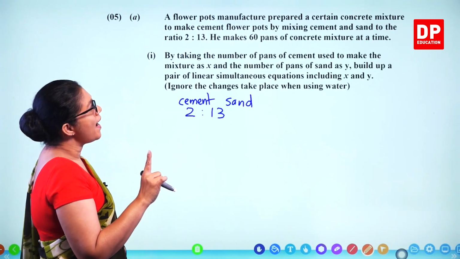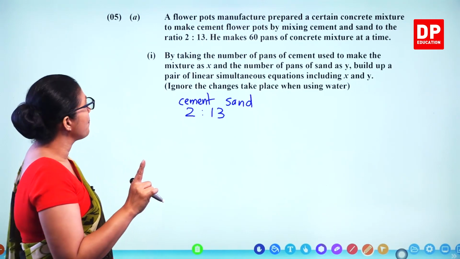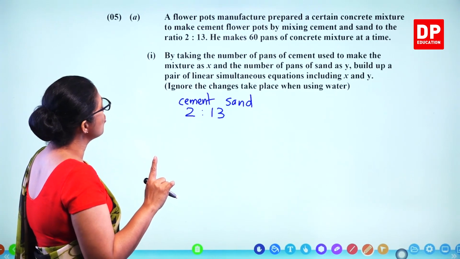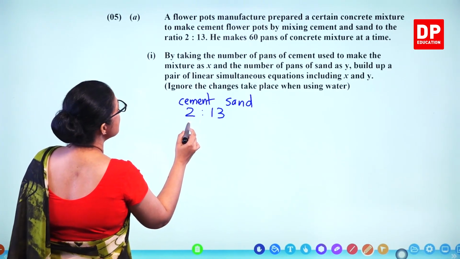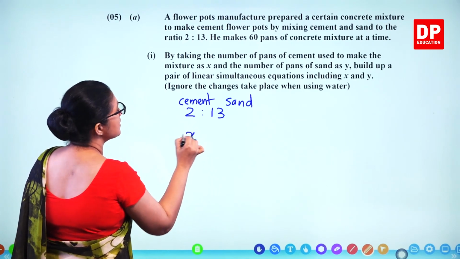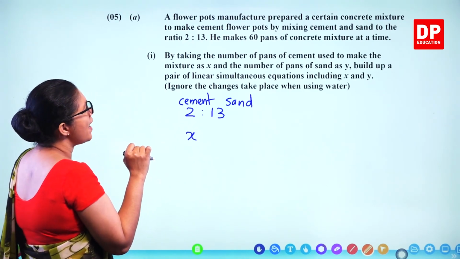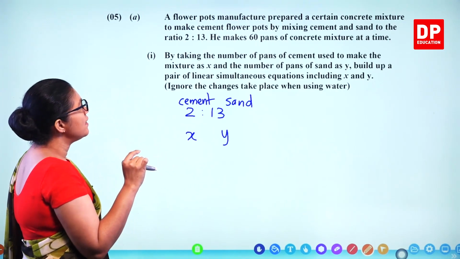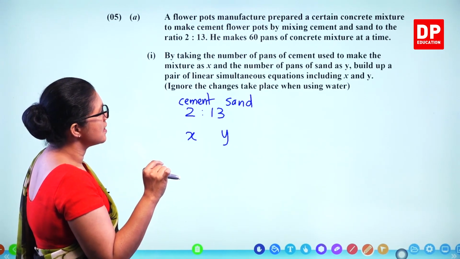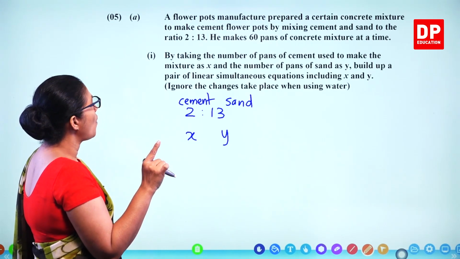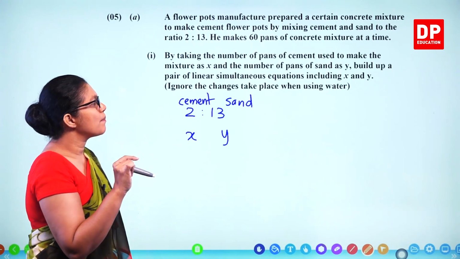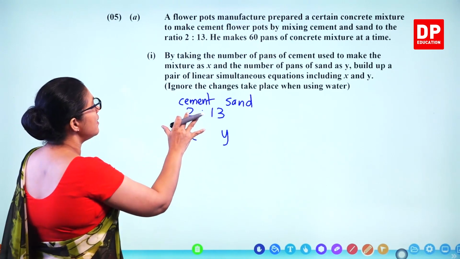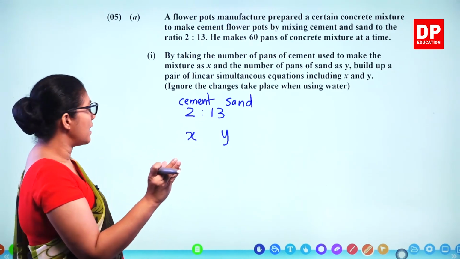He makes 60 pans of concrete mixture at a time. By taking the number of pans of cement used to make the mixture as X, this is for cement X, and the number of pans of sand as Y, build up a pair of linear simultaneous equations including X and Y. Ignore the changes that take place when using water. So only cement and sand you have to take.